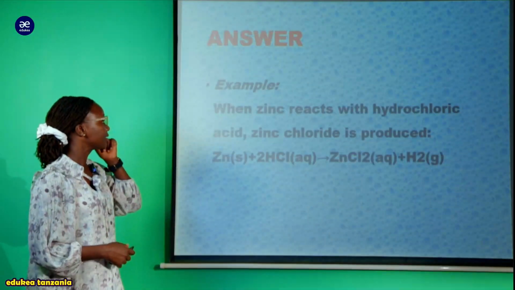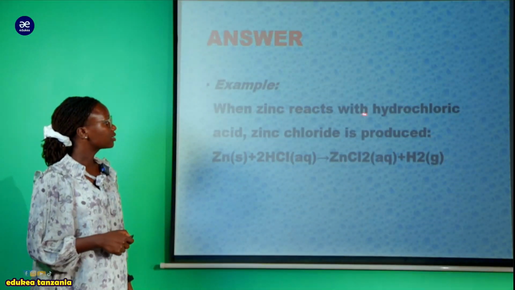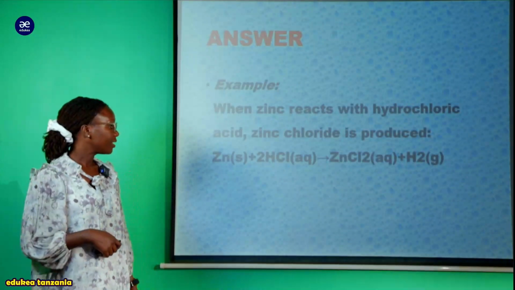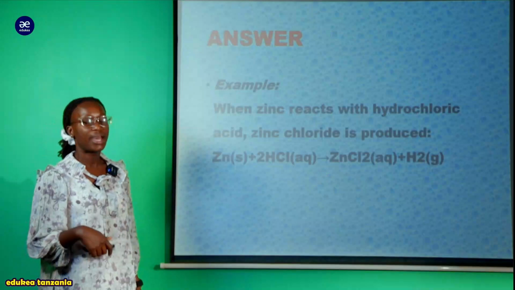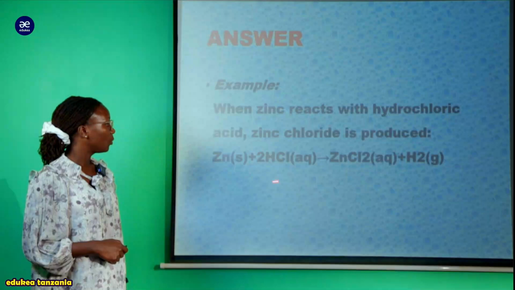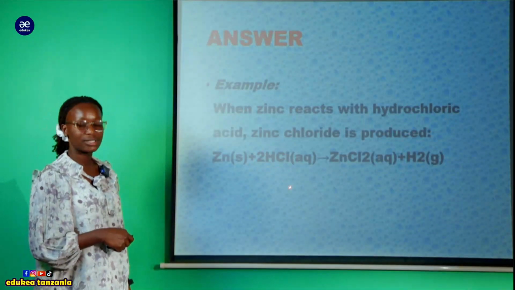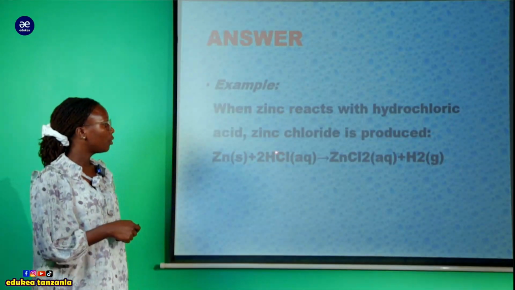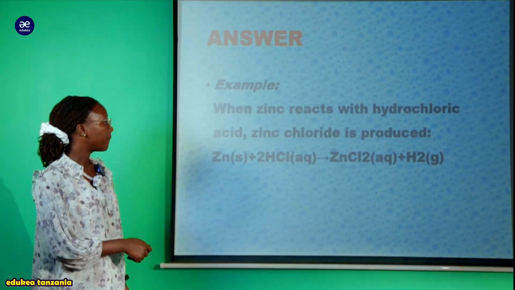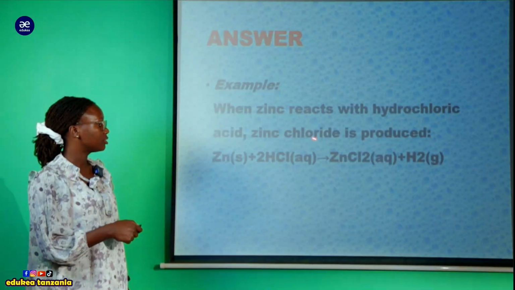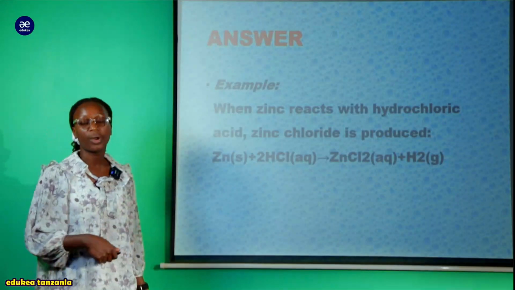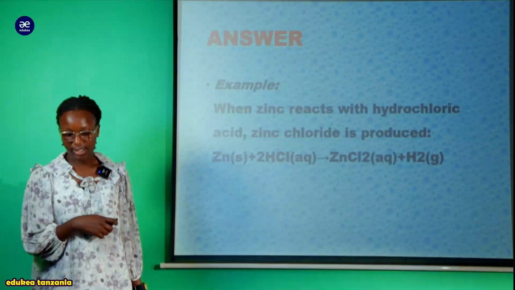So now let us see the example. When zinc reacts with hydrochloric acid, zinc chloride is produced. That is, zinc metal reacts with the HCl, which here is an aqueous compound. So you can see that zinc will displace the hydrogen from this HCl compound. It removes the hydrogen, then the hydrogen is produced as a gas, as you see here. Zinc metal plus aqueous HCl gives zinc chloride, which is an aqueous compound, but we also produce the hydrogen gas.